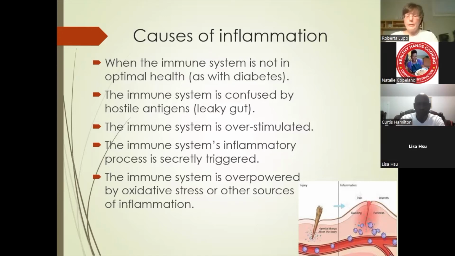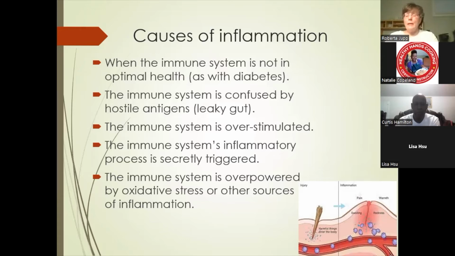A secret trigger, the author really did not say any examples of the secretly triggered inflammation process, but it may be something that has to do with perhaps a drug that we might take or an injury that we might sustain that the body doesn't know about.